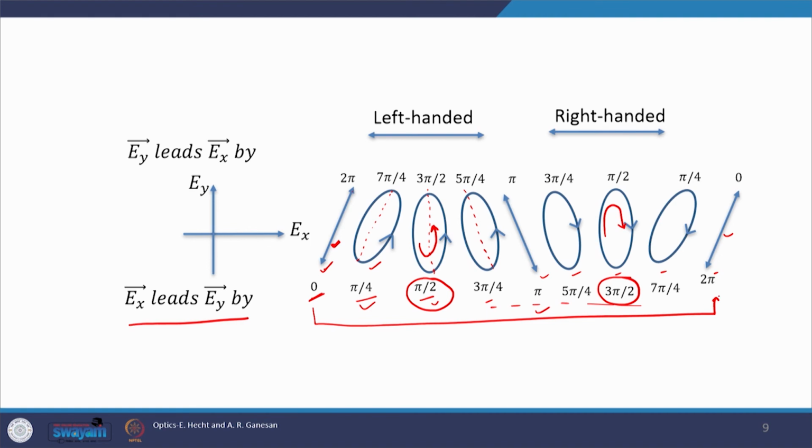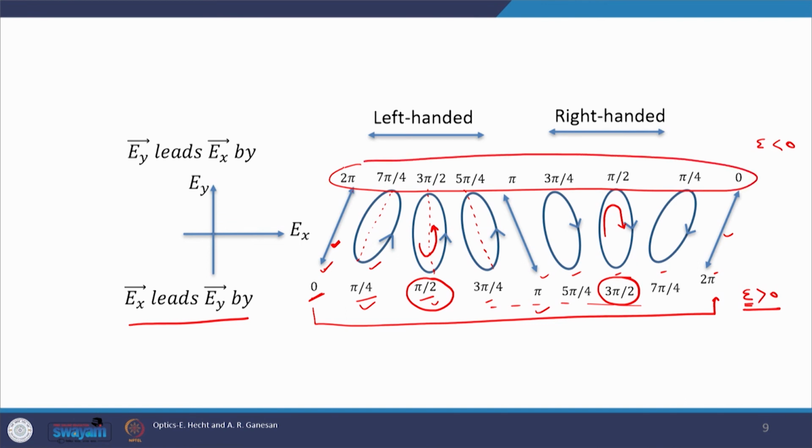Now, here epsilon was positive. The same thing will be repeated if you take epsilon negative. Here all the top angles are measured as negative, there is a minus sign, and in this case Ey leads Ex. If the phase difference is 0, then we will get the same state of polarization which we got here. This case is similar to this case. For pi by 4 we get an ellipse, for pi by 2 a different orientation of ellipse, and so on and so forth.